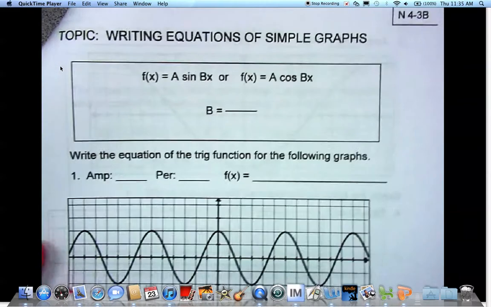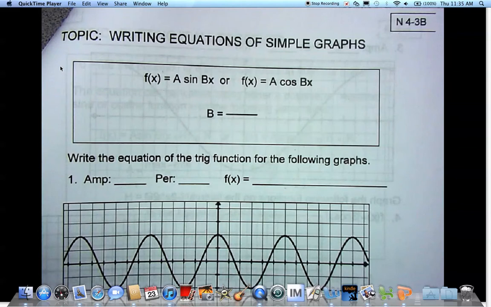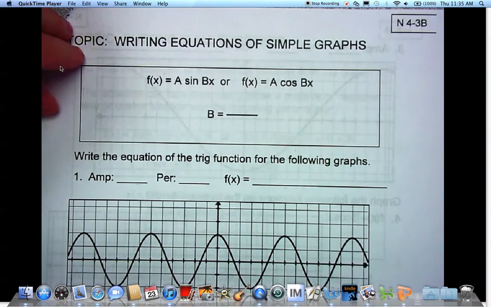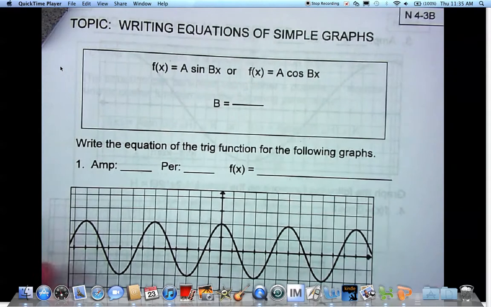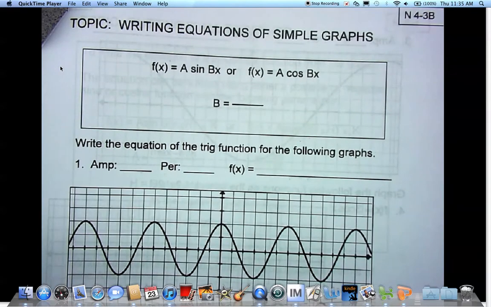Okay, today you're not going to have to draw graphs. You're going to write the equation for the graph. We're going to give you the graph, and you're going to write the equation. So, okay, Cruz, turn all the way around, please.